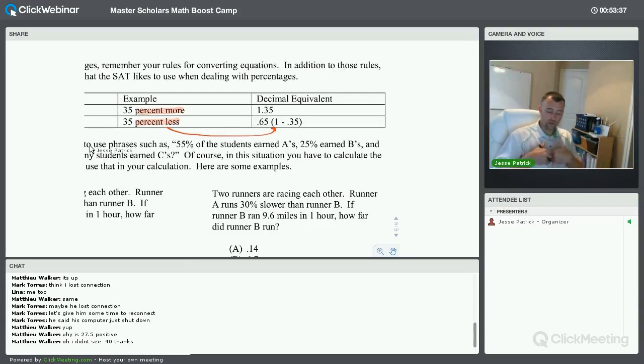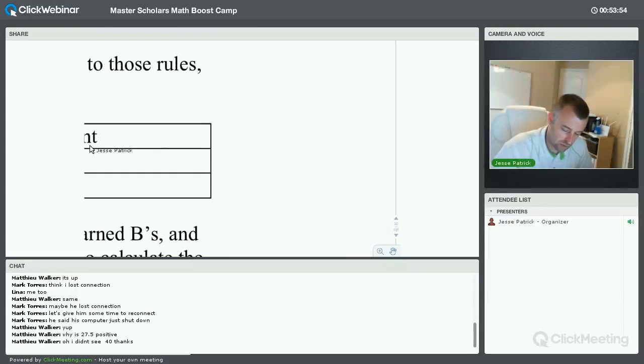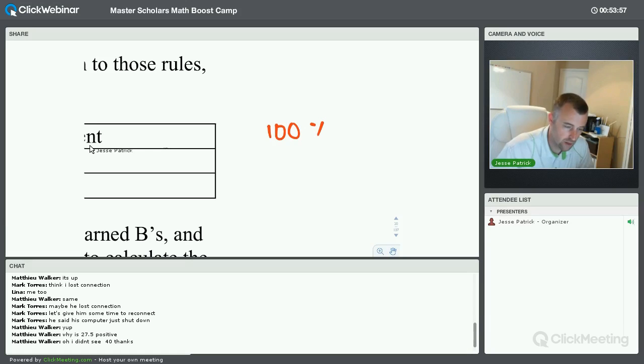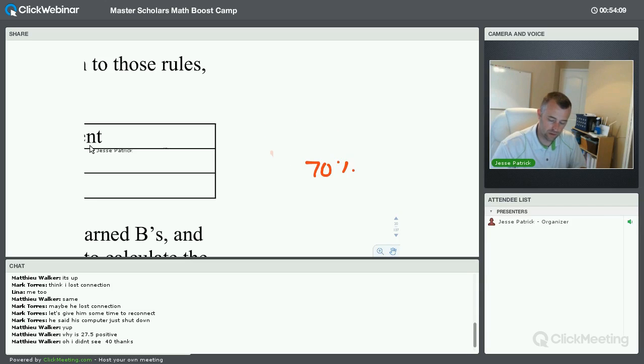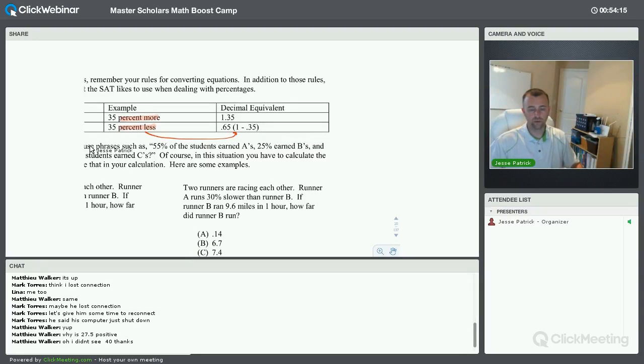So if I'm going down 35%, what we're going to do is 1 minus 0.35, its decimal equivalent. So 65% in that case. So what that means is if I had 100% on a test, and my test score went down 30%, what's my new test score? It's 70. You're subtracting. Sometimes in the context of a question, you forget that, and you see 35% less, you go 0.35, multiply, and you get it wrong. So don't do that. Be good.